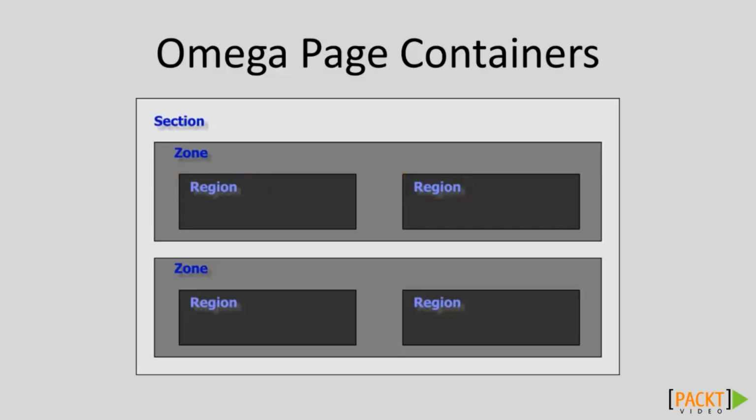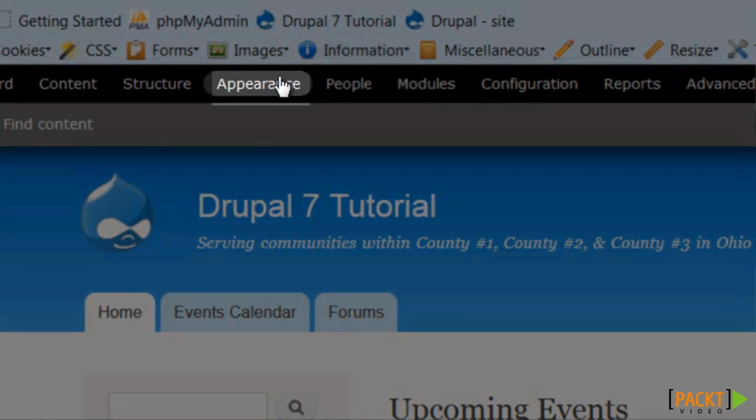But the thing is, the names can be repeated, that is, for a section, zone, or region. So keeping track of what type of container you are working with is very important. We will finally be clicking on our appearance.